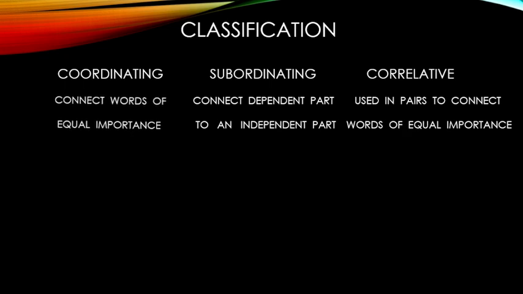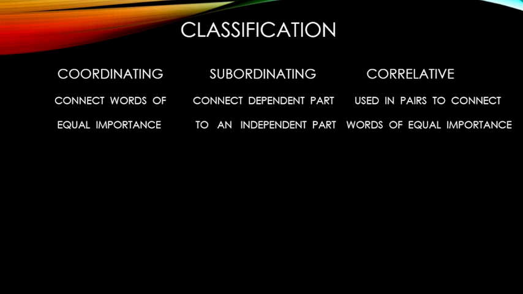Coordinating conjunction is used to connect words of equal importance. If you have two sentences of a simple manner and you want to connect those simple words, then we can use coordinating conjunction. It is used to coordinate words of equal importance. Both carry the same meaning. It is a simple conjunction.